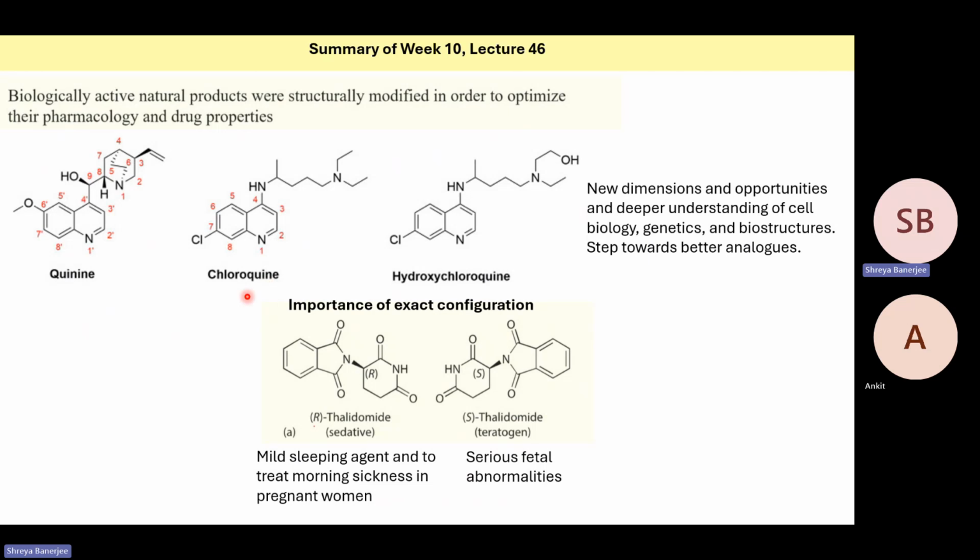So that is very important in drug discovery, is not only to maintain the molecular structure but also the molecular geometry and configuration.